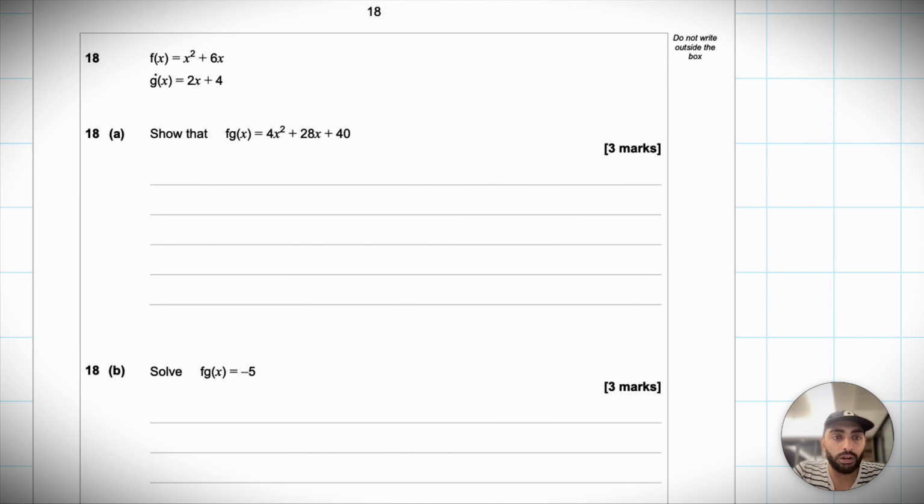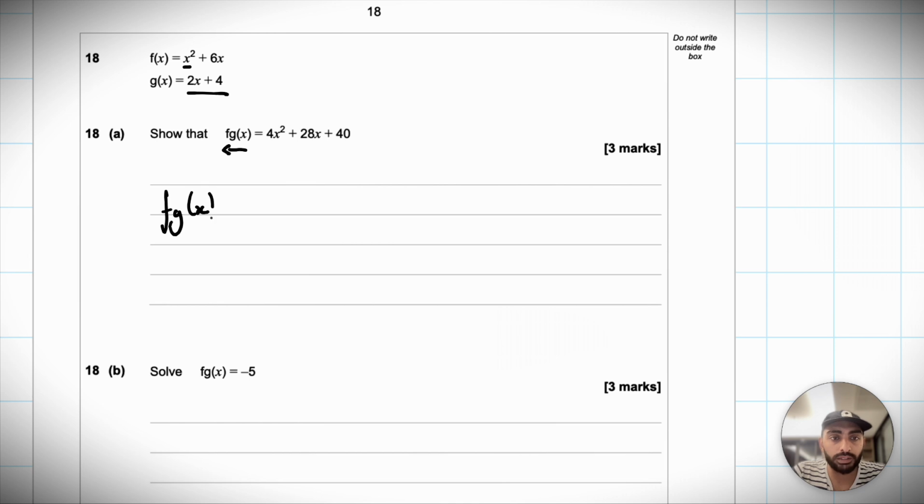Question 18, we've got a function of f of x and g of x. Show that f of g of x is this expression. Whenever you read in functions, it's best to read right to left. Normally when we read English, we read left to right, but functions we read the opposite way, right to left. So we're going to substitute g of x into f of x. That means whenever I see x in f of x, I'm going to substitute it with 2x plus 4. So let's see what this looks like.